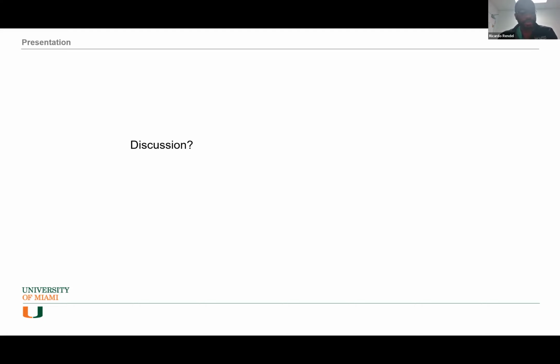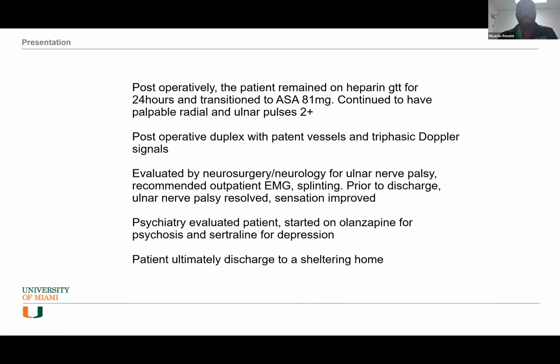We looked at the median and ulnar nerves, and they all appeared to be intact. And so actually post-operatively, we discussed with neurology about the ulnar nerve palsy. They had recommended that he undergo an outpatient EMG, but no acute intervention. And by the time he was ready for discharge, the claw defect had resolved, his sensation had improved, and he had full range of motion of all his fingers.